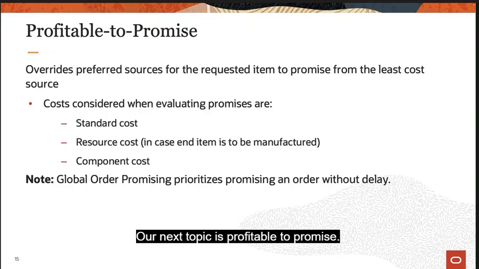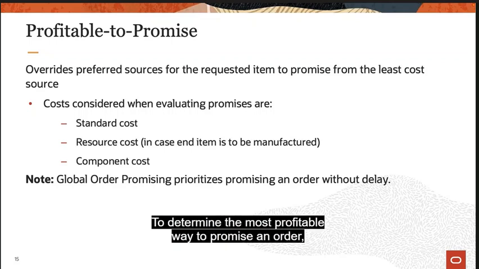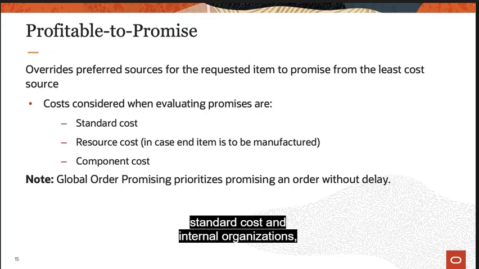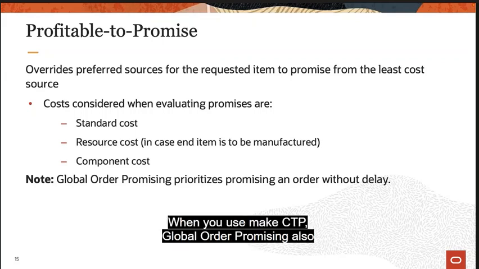Our next topic is Profitable to Promise. In Profitable to Promise mode, global order promising can override your normal sourcing preferences so it can promise from the lowest cost eligible sources. To determine the most profitable way to promise an order, it considers cost factors, including standard cost at internal organizations, standard cost at a supplier, the cost of internal transfers between organizations, transit costs from supplier to internal organizations, and transit costs from the ship from location to the customer site by ship method.